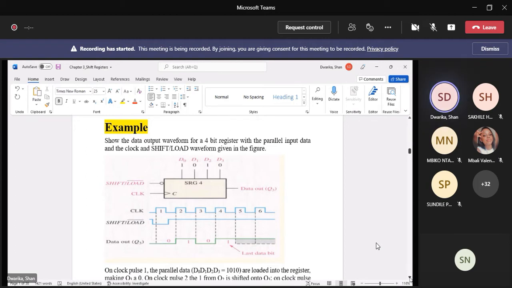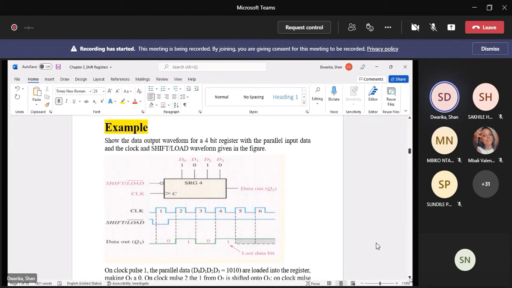Okay, show the data outputs for a 4-bit register with the parallel input data, and the clock and shift load waveforms given in the figure. So the parallel data is 1 0 1 0, and your shift load function is there. That's your input, there's your clock input, and that's your data output. Basically, you've got the parallel data coming in at the occurrence of the clock pulse together with the shift load functionality. Then that data is clocked out in serial on the output.